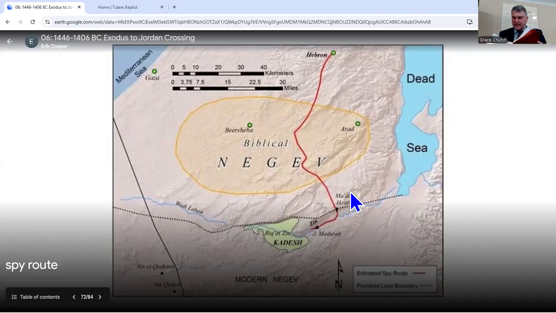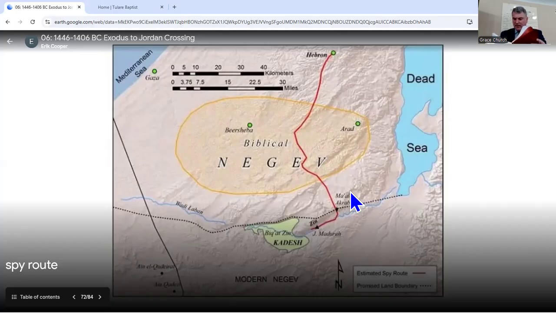From the tribe of Dan, Ammiel the son of Gemalli. From the tribe of Asher, Sethur the son of Michael. From the tribe of Naphtali, Nahbi the son of Vophsi. And from the tribe of Gad, Geuel the son of Machi. These are the names of the men whom Moses sent to spy out the land, but Moses called Hoshea, the son of Nun, Joshua.